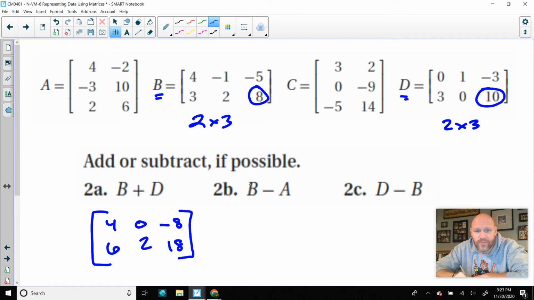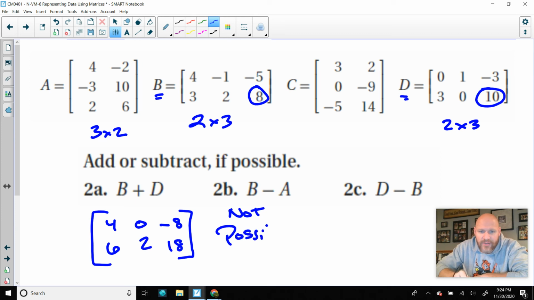There we go. Now we'll do B minus A. Matrix B is a 2 by 3, and A is a 3 by 2. Those matrices do not match up, so this is going to be not possible, which would be an answer you would select on your quiz.